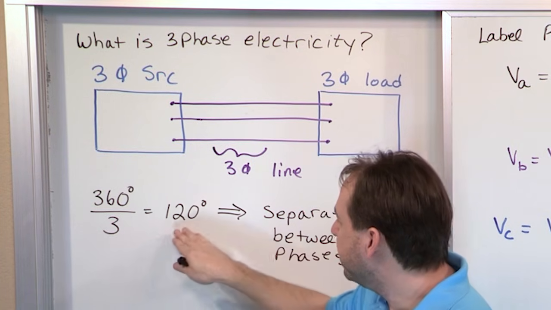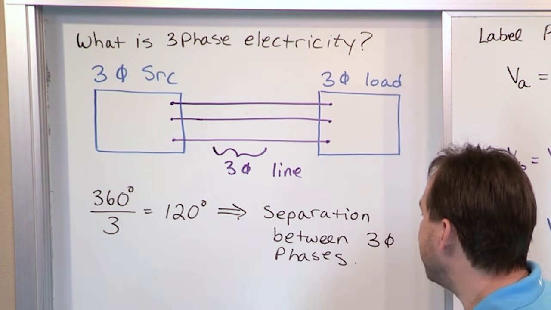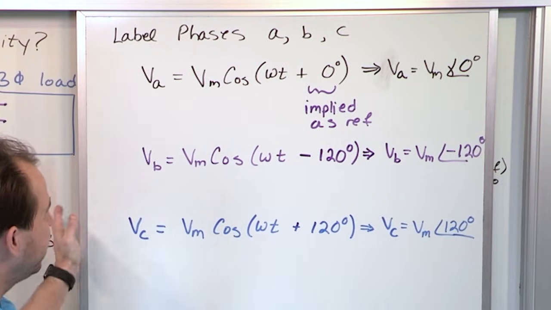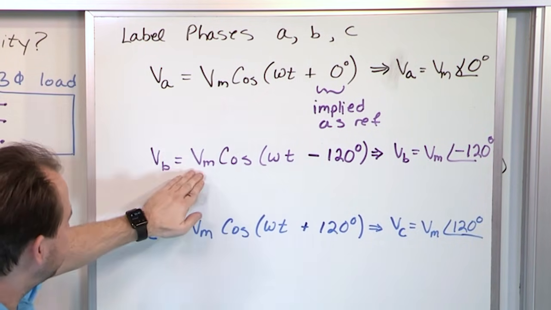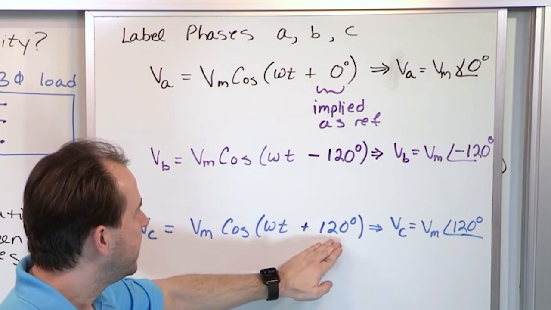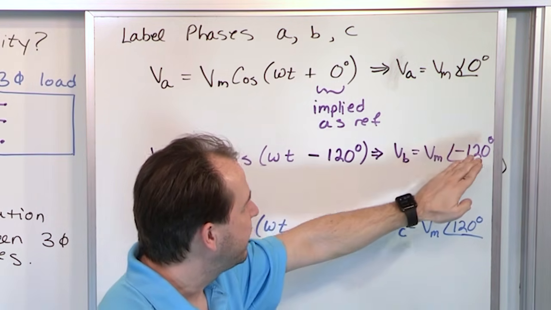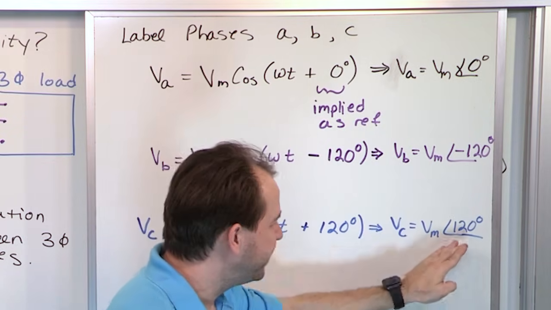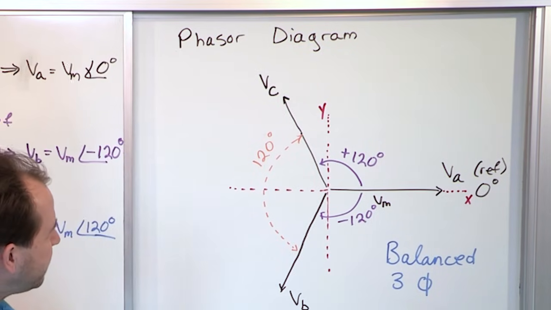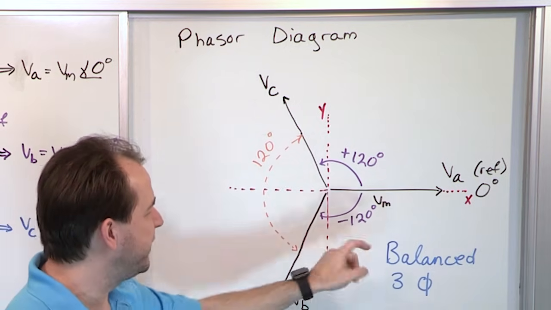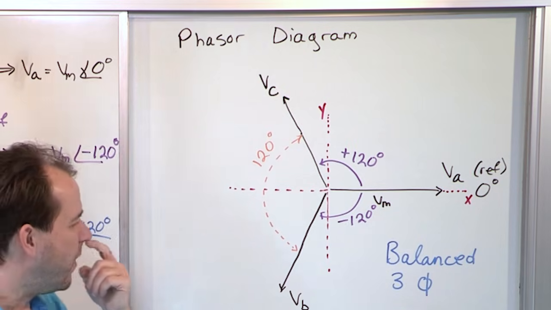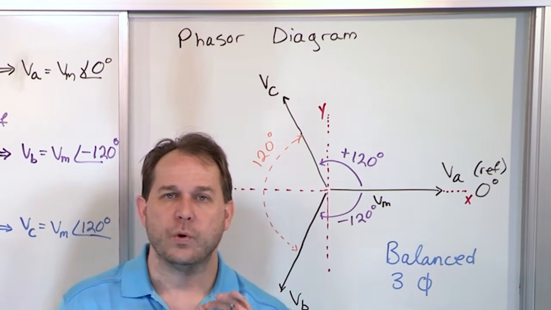The unit circle can be divided into equal 120-degree pies, or sections. So we define each of these phases as having exactly the same magnitude and the same frequency, just separated in their phase angle. Here we have A as the 0 reference, B as negative 120, and C as positive 120. When we draw that out, we see that every phase is separated by a balanced, equal 120 degrees.